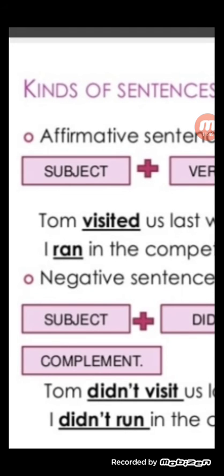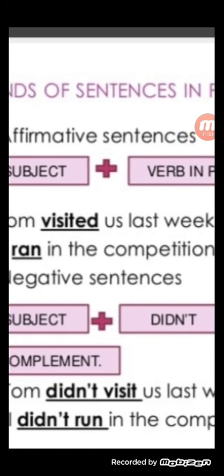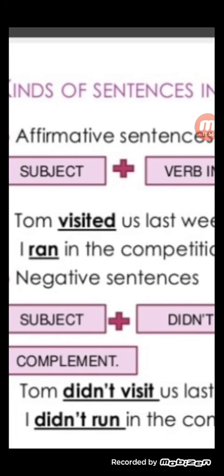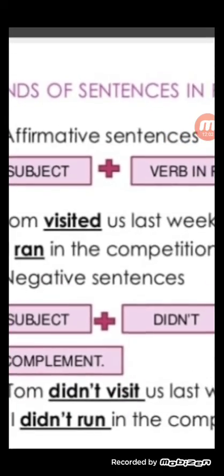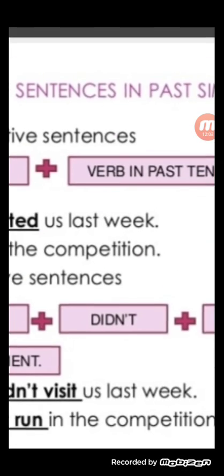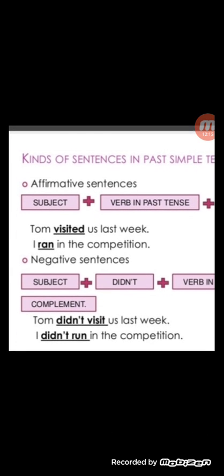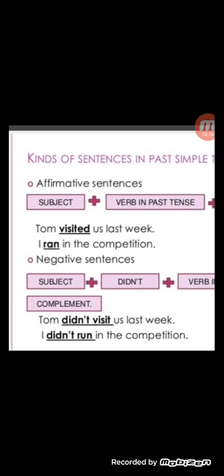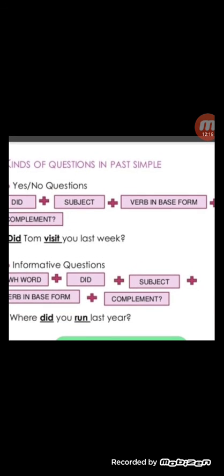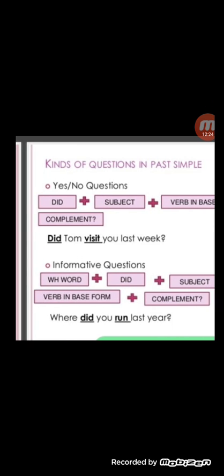For forming the negative sentences, we use subject, did not, verb in base form, and then complement. Tom did not visit. Note down the change here, the change in the application of the verb form, visited, and with did we have used the word visit. I did not run in the competition. So with did we have applied not for forming the negative sentences. For forming the interrogatives, did plus subject plus verb in base form and then complement.